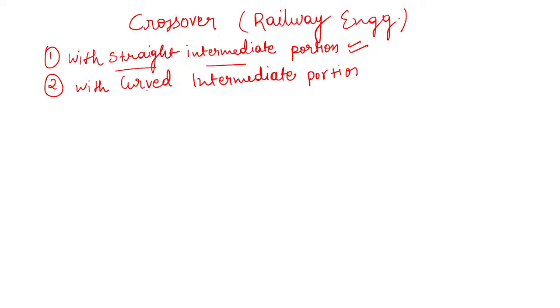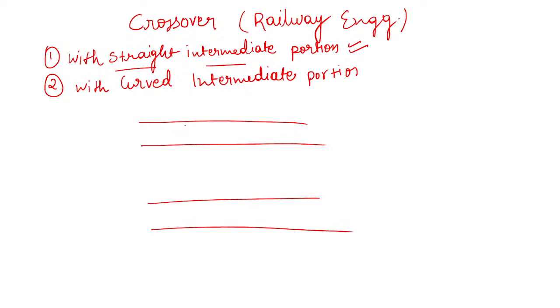Suppose there are two main tracks passing, and there is a track, a turnout. There are tracks diverting from one track and merging into the other. The diagram may not be proper, so let's bear with it. First let me draw, then I'll discuss.